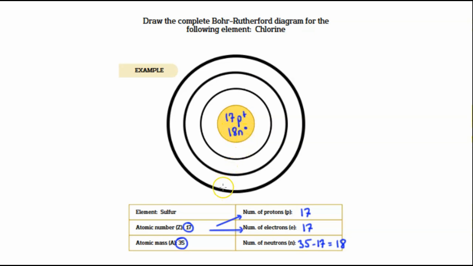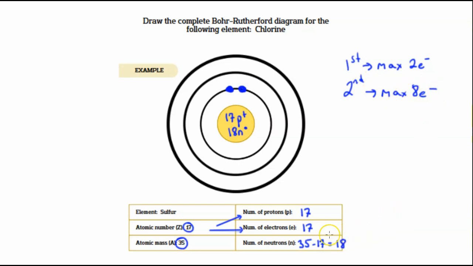Now around your orbits, you place your electrons. Now in the first orbit, we can only have up to a maximum of 2 electrons. So that means we can only put 2 electrons, 1, 2, in our first orbit. Now I like to pair up electrons in twos, but for some teachers it doesn't matter. Make sure you know what your teacher prefers. In our second orbit, we can have a maximum of 8 electrons.